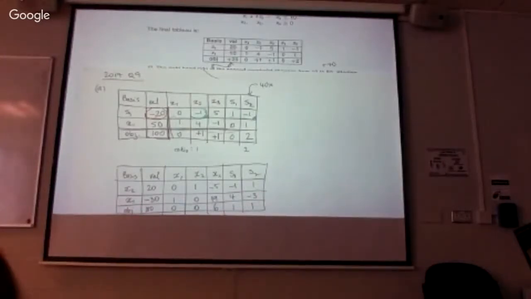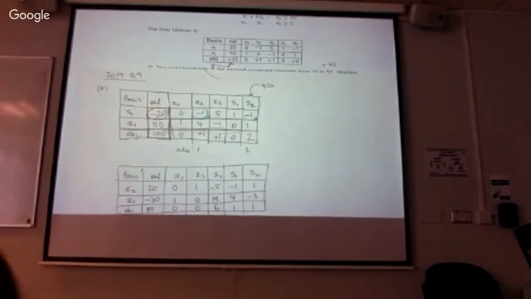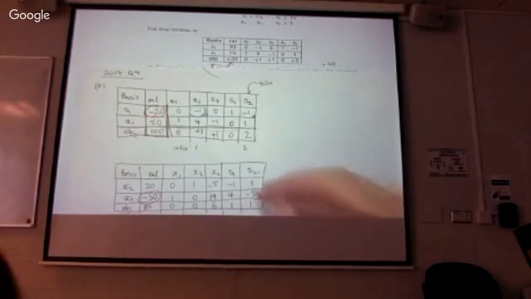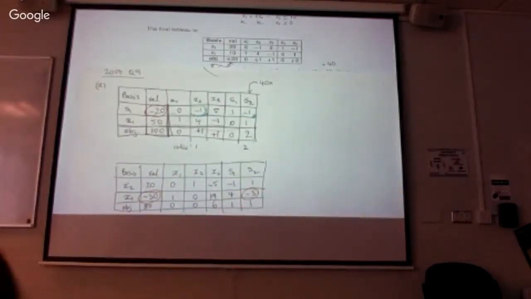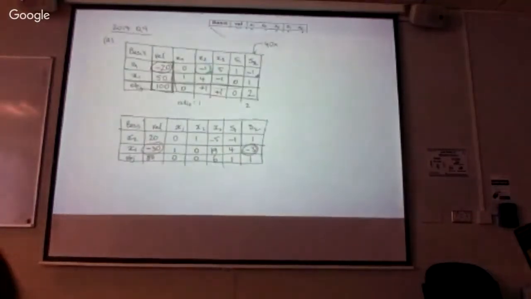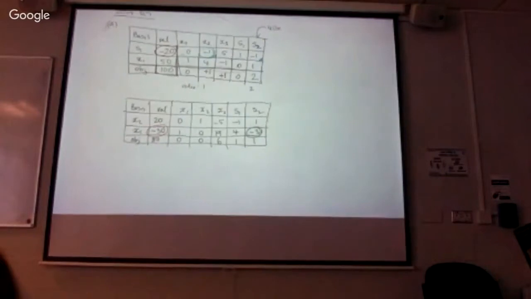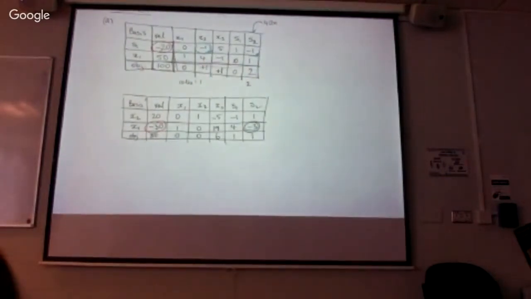Am I right? Excellent. Okay, so what's next? Repeat. Exactly. What's your pivot element? This one. Why? The only negative number in that row. Oh, that was supposed to be green. Okay.